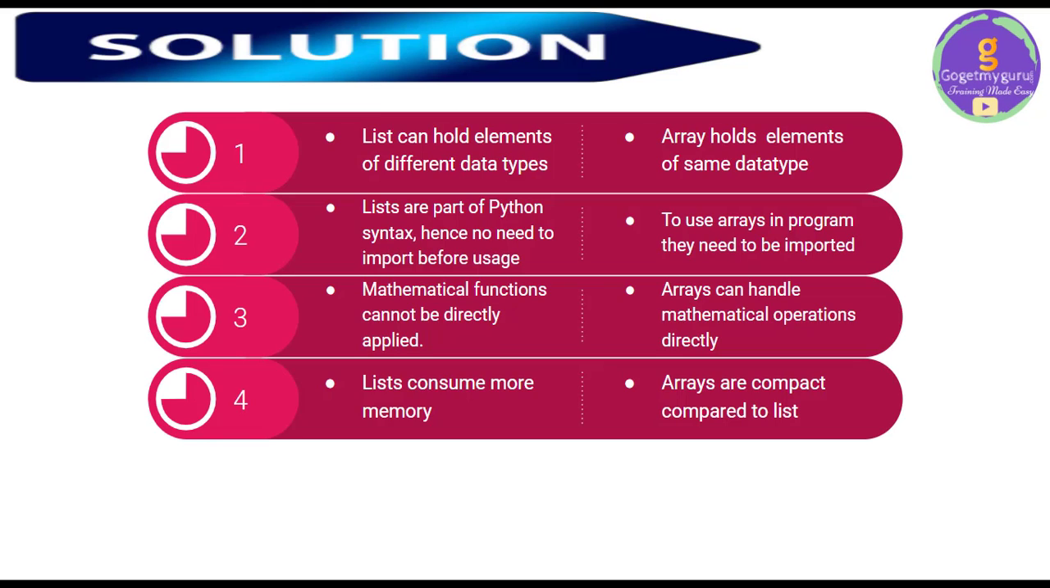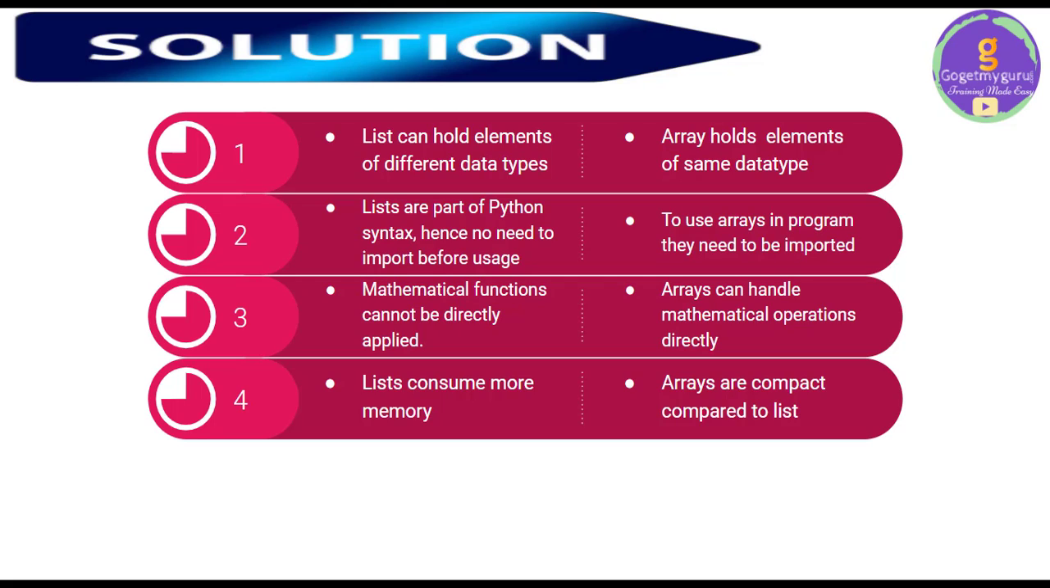Let's see. A list can hold elements of different data types, whereas an array holds elements of the same data type. The second major difference is lists are part of Python syntax, hence they don't need to be imported from a module, whereas to use an array we have to import array from the array module. The third difference is mathematical functions cannot be directly applied on a list, while arrays can handle mathematical operations directly. And the last difference is a list consumes more memory, arrays are compact compared to lists.